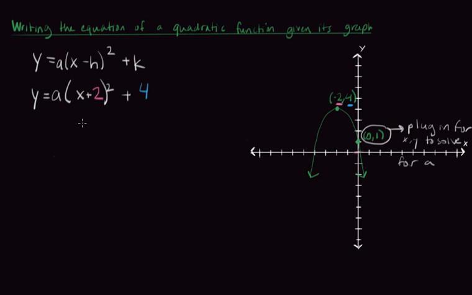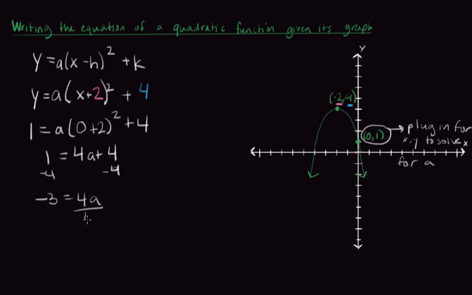So x is 0, so this will be 0 plus 2 squared plus 4, times a, is equal to y, which is 1. So now we have, 2 squared is 4, so 4a plus 4 equals 1. So now we can move this to the other side. So -3 is equal to 4a. Divide both sides by 4. So a is equal to -3/4.